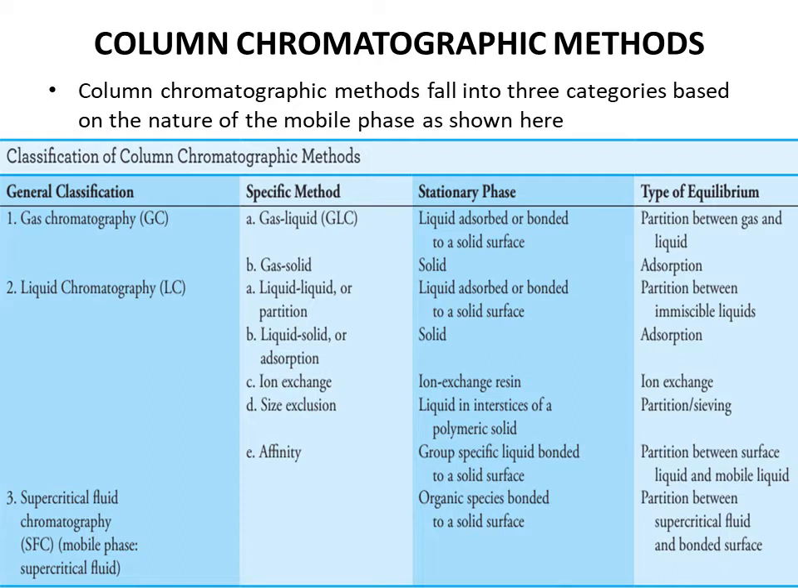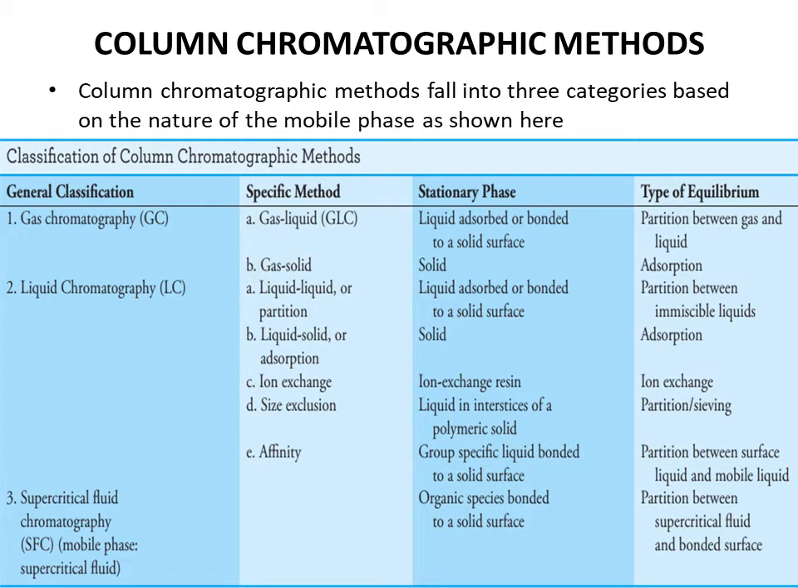And the second type, in which the stationary phase is in solid state, is called gas-solid chromatography, GSC, and the equilibrium type is adsorption. So in both of these types, the mobile phase was gas.